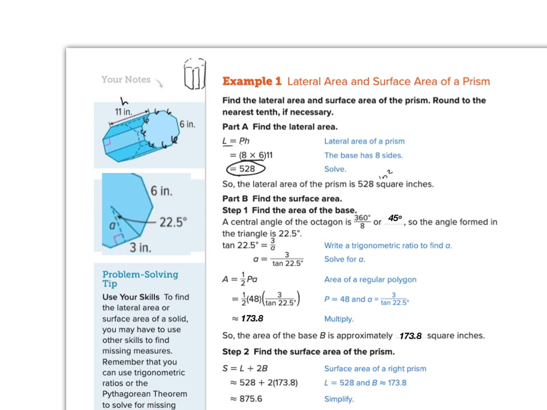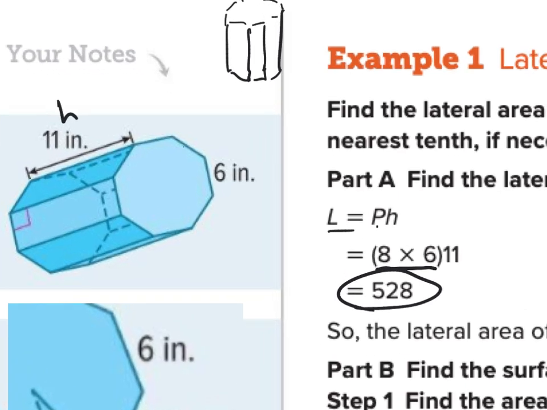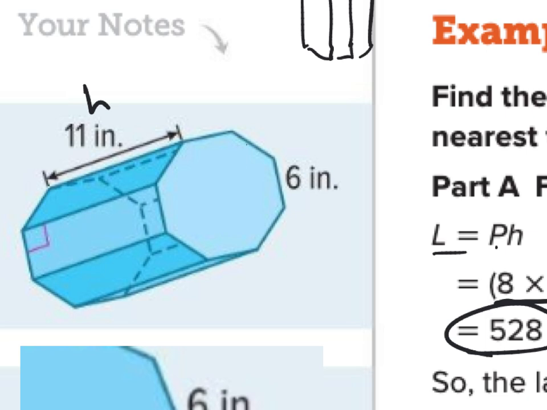Now, if we start to go to surface area, in order to come up with the surface area, you can break this thing up. Let me erase this so we can look at it. I can technically, if I wanted to find now the surface area of the base, the base is an octagon.